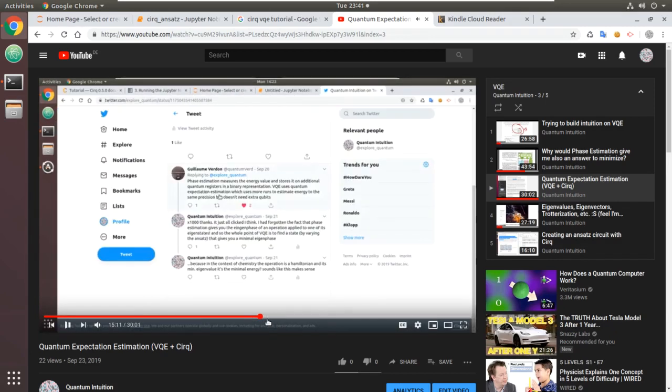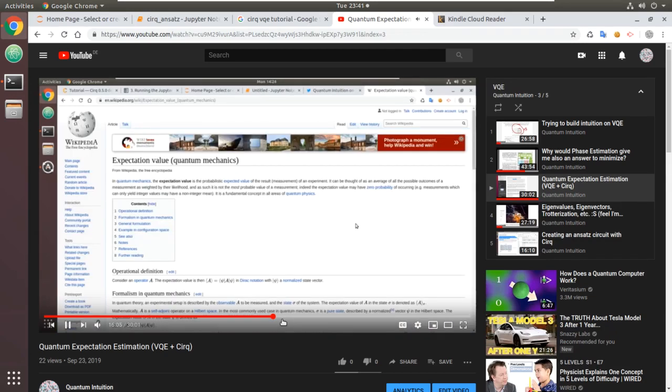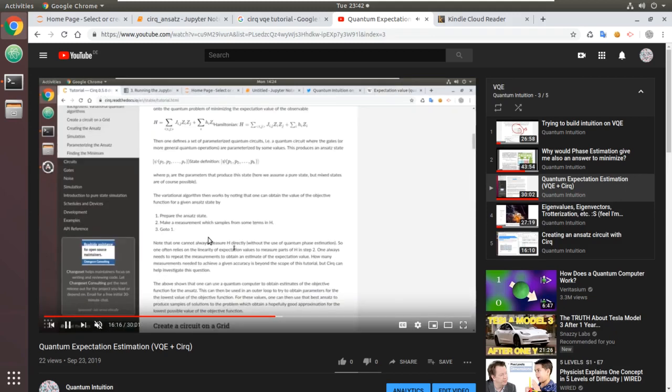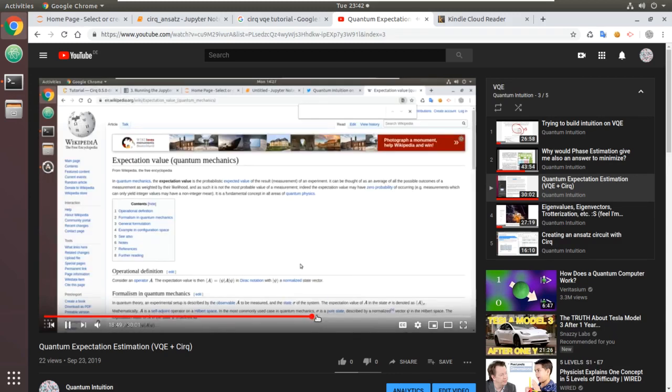Integer values may have a non-integer mean. It is a fundamental concept in all areas of quantum physics. Terminology is important. As an example, expectation value looks like such a normal, innocent term that I got so confused.